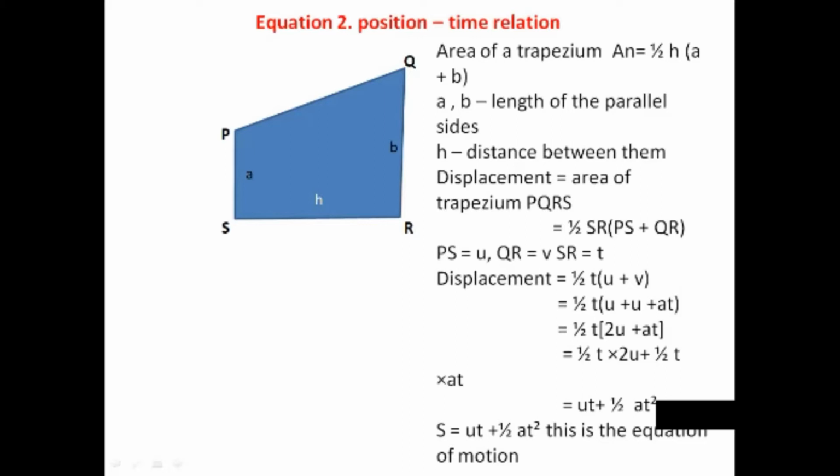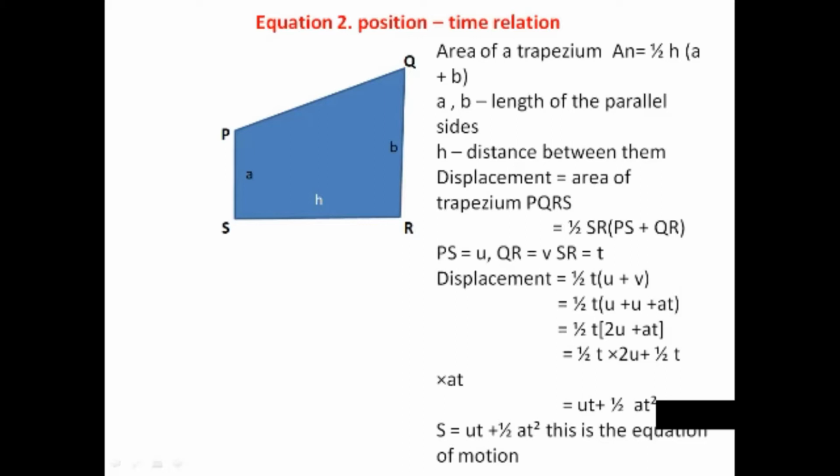And the displacement, we want to find the area, so substituting each substitution into the equation. So that is equal to half T into U plus V. Half T into U plus V. And we are doing the mathematical calculation.